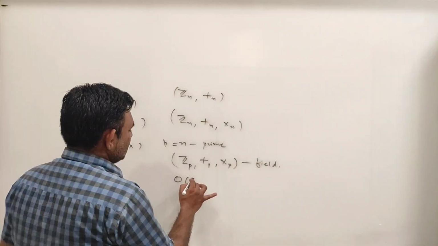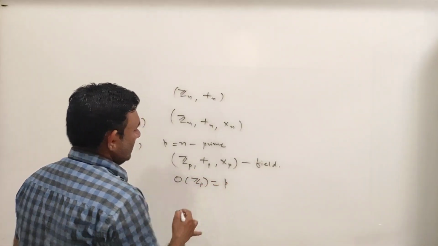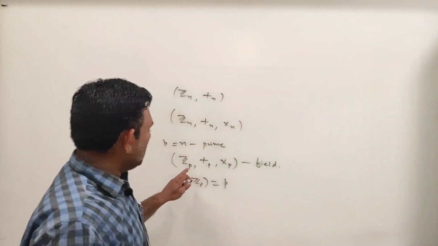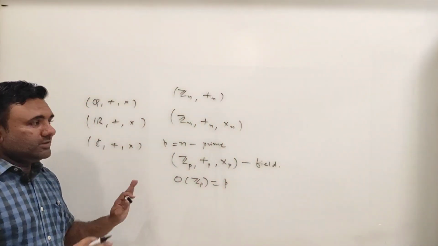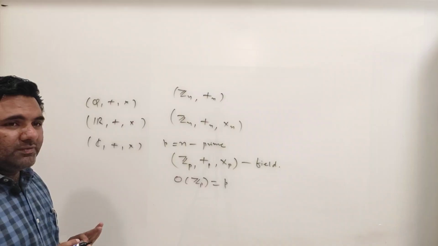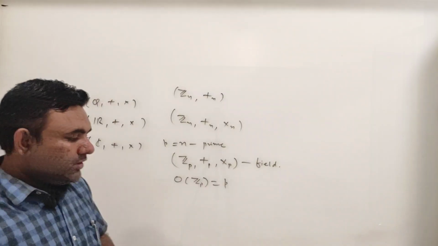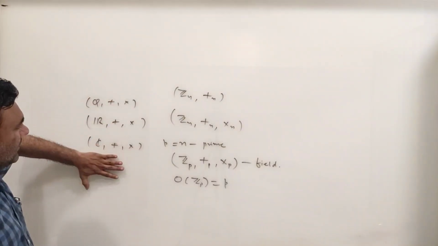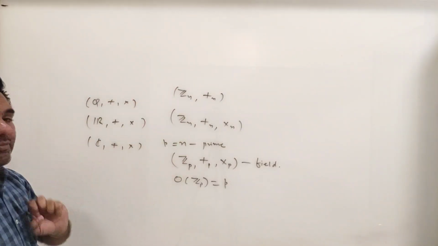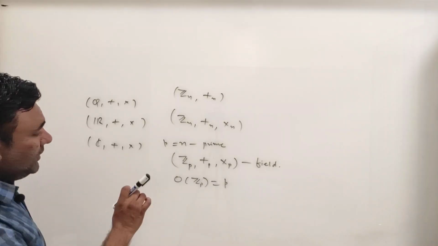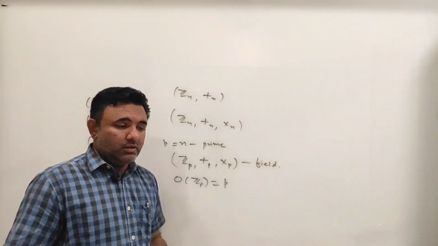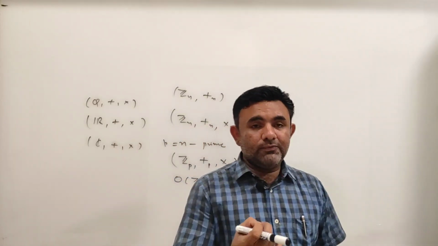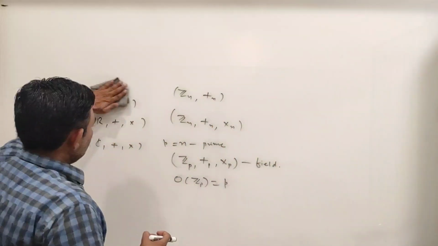And the order of this Zp is what? It is p. And which elements come in Zp? 0, 1, 2 up to p minus 1. If p is not prime, then it will not be a field. That is one observation, and I think you also learned it in the BSc or MSc course. So these are infinite fields and this is one example of a finite field. So how many elements can a finite field have? What should be the cardinality of a finite field?